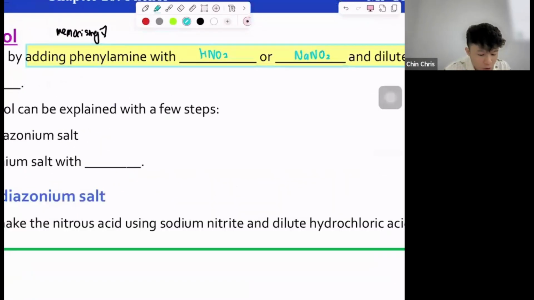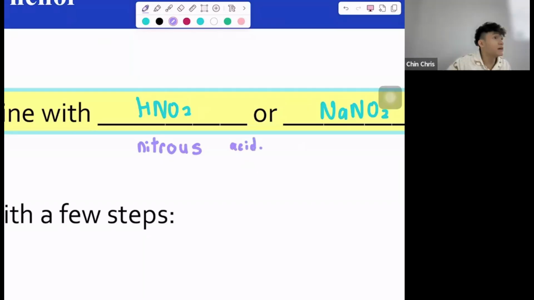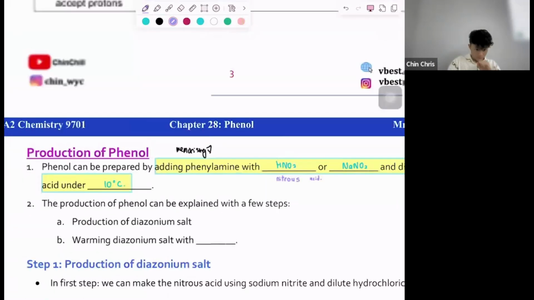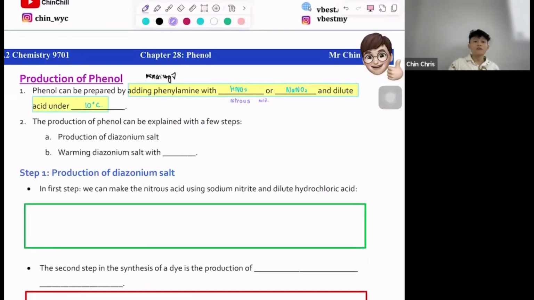Alright, guys, by the way, let's look at your HNO2. It's not a typo. It's supposed to be HNO2. Don't write it as HNO3. This is not nitric acid. This is known as nitrous acid. It's HNO2, nitrous acid. Now, the production of phenol can be explained in a few steps. The first step is the production of a diazonium salt, and the second step is to warm the diazonium salt with water.